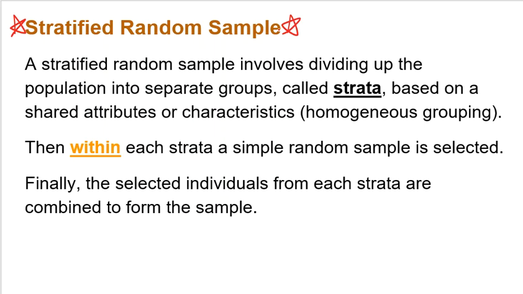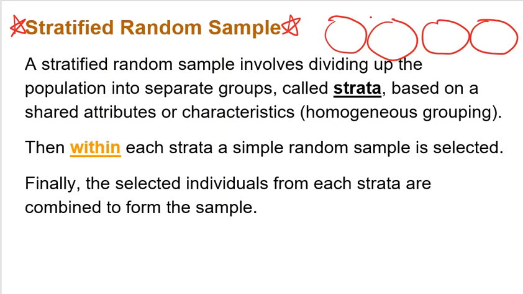So a stratified random sample involves first dividing up the population into groups called strata. We base it on shared attributes or characteristics. We call this homogeneous grouping. So you take your population of interest and you separate them into groups where everybody in each group has a shared attribute in common.